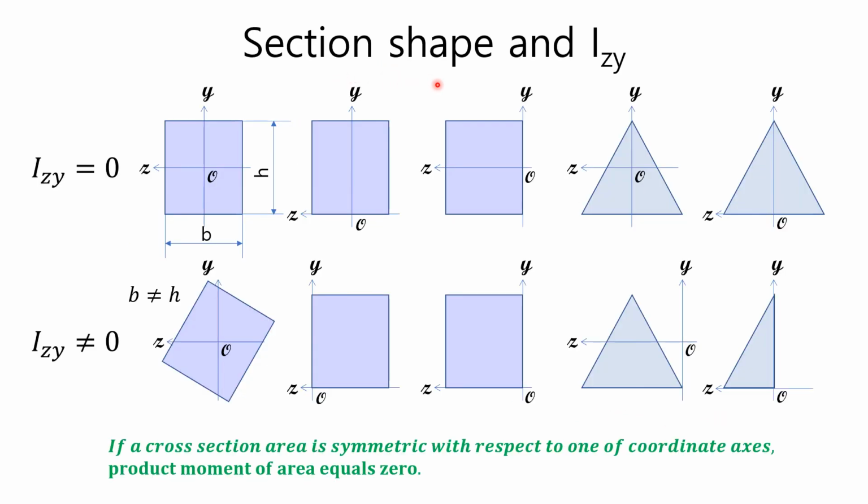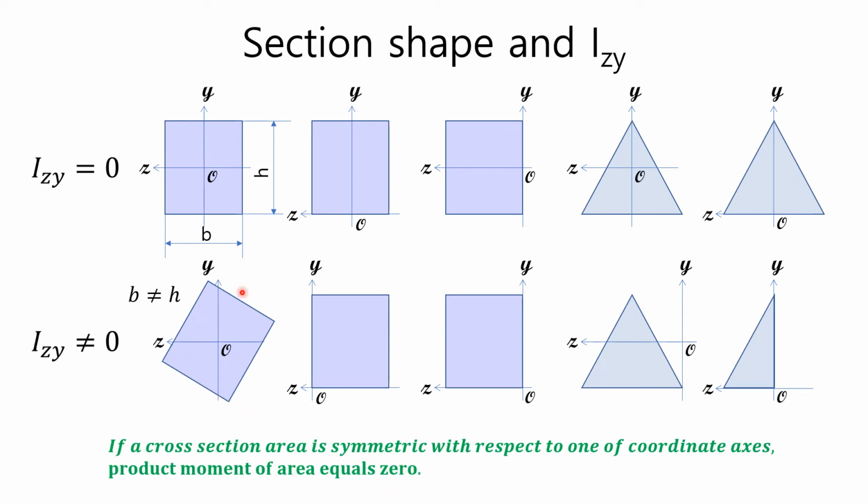Let's look into the relationship between cross-section shape and the product moment of area. The upper pictures show the cases for zero product moment of area, and the lower pictures show those of non-zero values. Therefore, we can conclude that if a cross-section area is symmetric with respect to one of the coordinate axes, the product moment of area equals 0. But be careful.